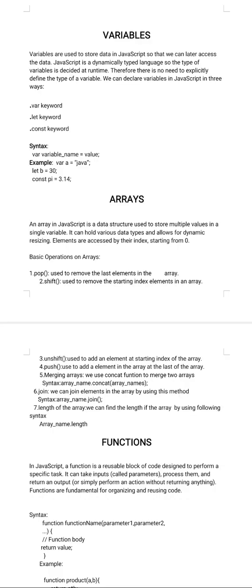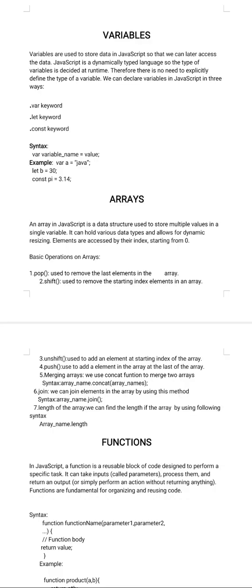Adding element. Insert new items into an array at the beginning or end. At the end, use push to add elements to the end. At the beginning, use unshift to add elements to the start. Removing elements. Delete items from an array from the beginning or end. From the end, use pop to remove the last item. From the beginning, use shift to remove the first item.